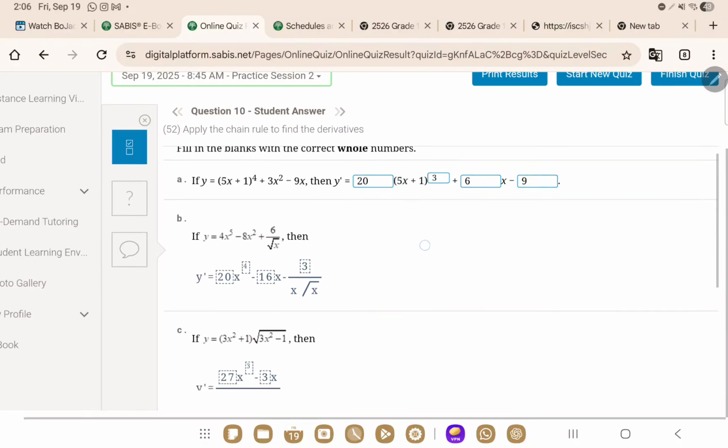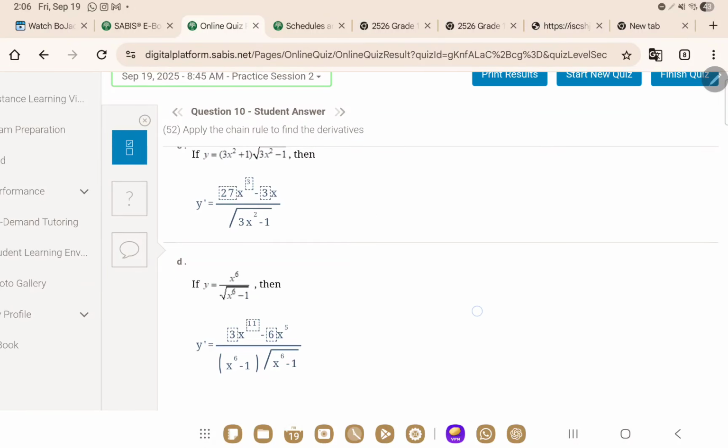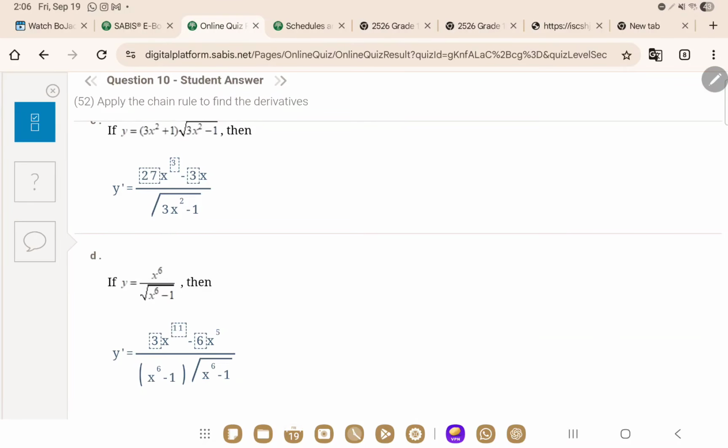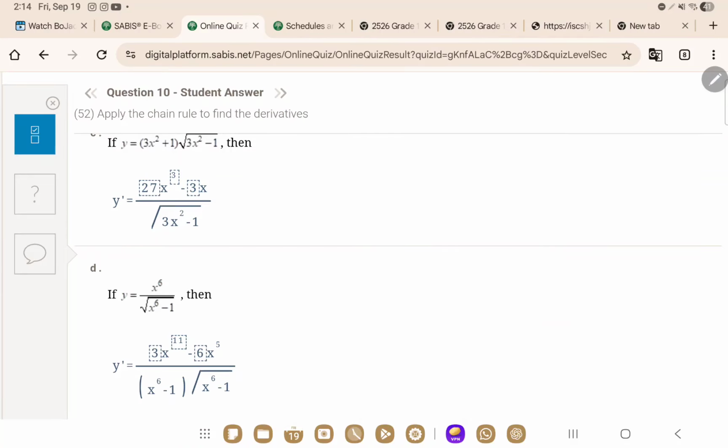Now, for the next two parts, they're almost the same concept, the both of them, but they need a lot of focus from us. For this question, we need to use both the product rule and the chain rule. The product rule is that if y equals u times v, then y prime equals u prime v plus u v prime.